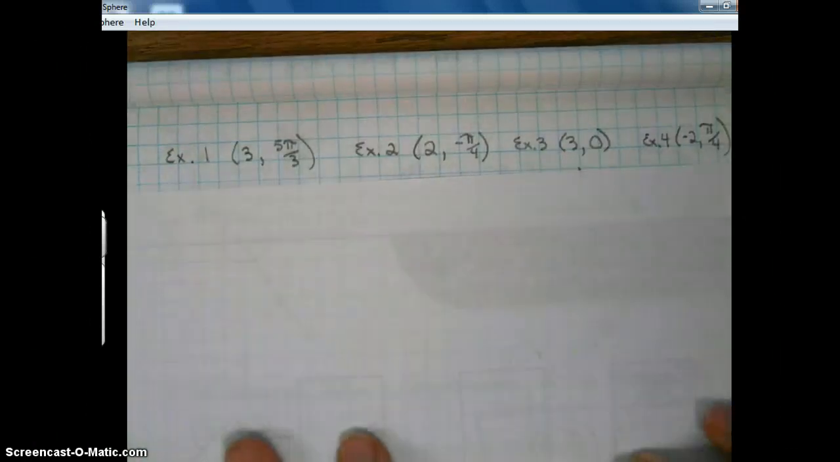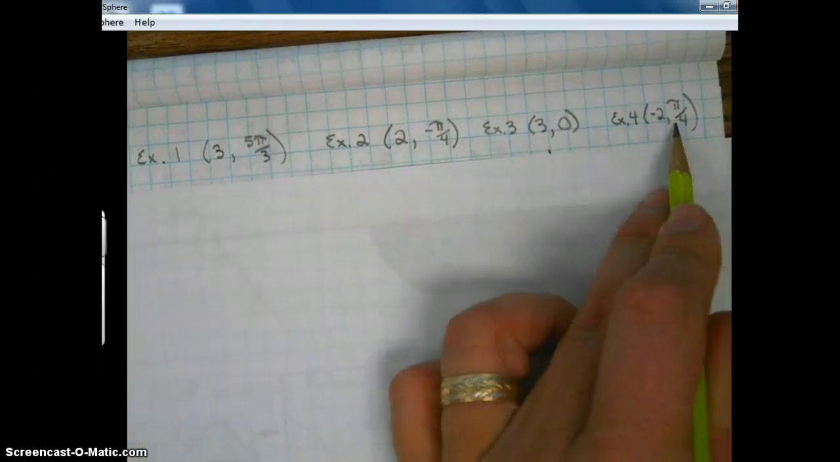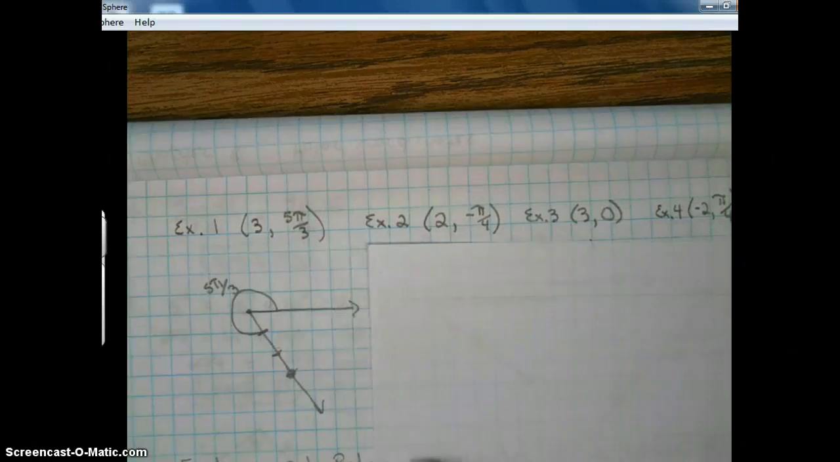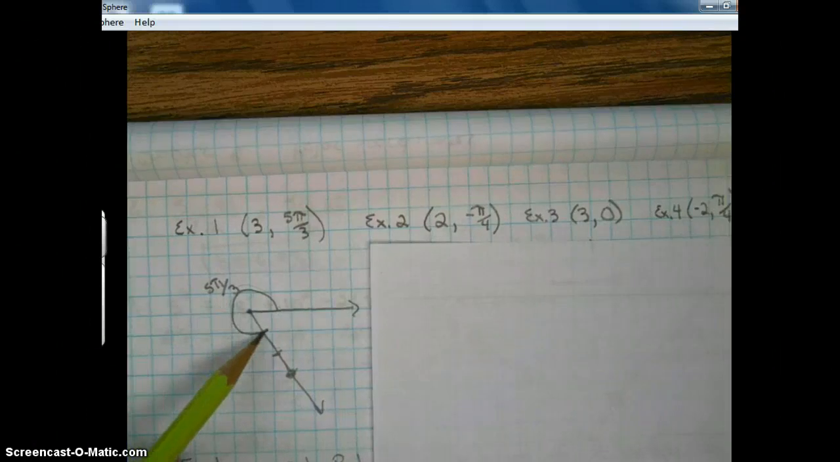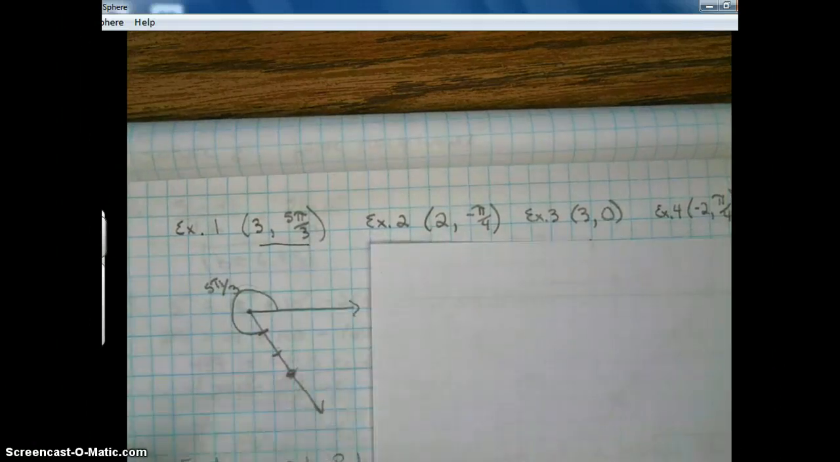Okay, let's look at 4 examples. Why don't you pause the video and try to draw these 4. Okay, I'll reveal one at a time. So, for example 1, well, it's going to be kind of hard to do, but we'll try. It should look like this. So notice we went 5 pi over 3 radians, and then we went out 1, 2, 3 units. So this polar coordinate represents this point.